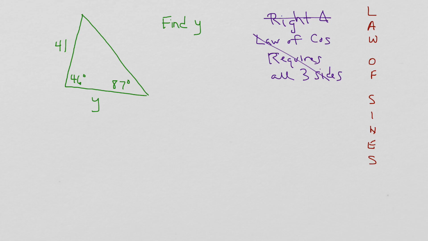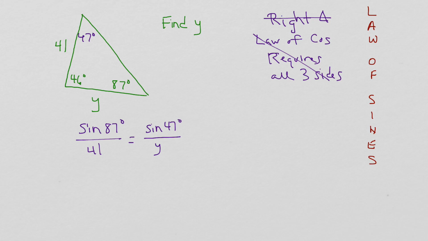In this case, we can set up the equation. It would be the sine of 87 over 41 equals the sine of the angle across from y. We don't have the angle across from y, if you notice. We're missing that angle right there. But we have the other two, so we can find it. 180 minus 46 minus 87 gives us a 47-degree angle at the top of the triangle. So, sine of 47 over y. And then the rest of this is just solving.